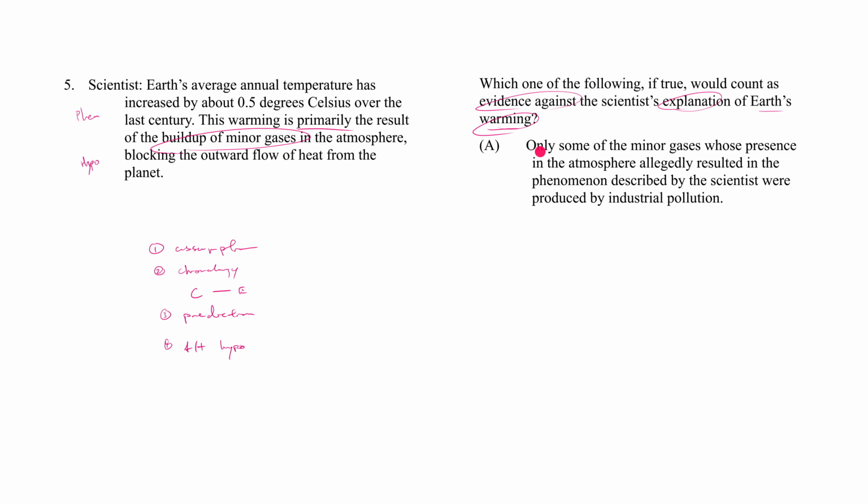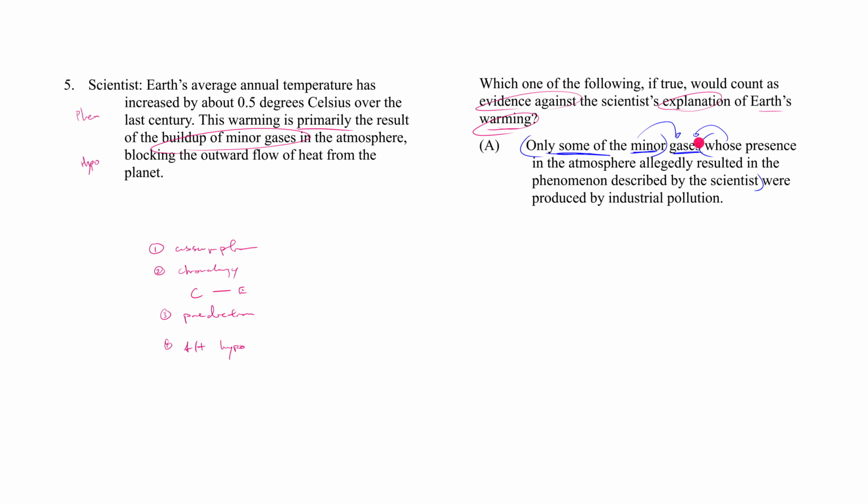We'll start with A. Only some of the minor gases whose presence in the atmosphere allegedly resulted in the phenomenon described by the scientists were produced by industrial pollution. So all of this is just a grammatical chore. What's the subject? Gases. All gases? Nope. Minor gases. All minor gases? No. Only some of the minor gases. Okay, only some of the minor gases, unqualified. Nope. Only some of the minor gases whose presence in the atmosphere allegedly resulted in the phenomenon described by the scientists. That very specific, narrow subset of gases.